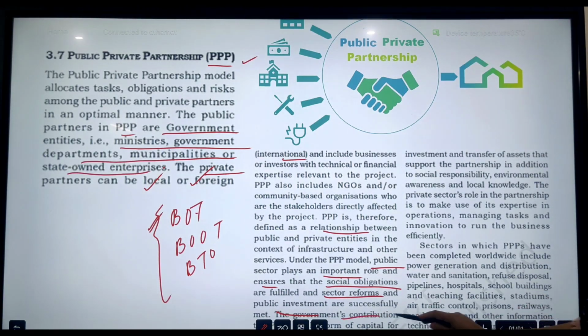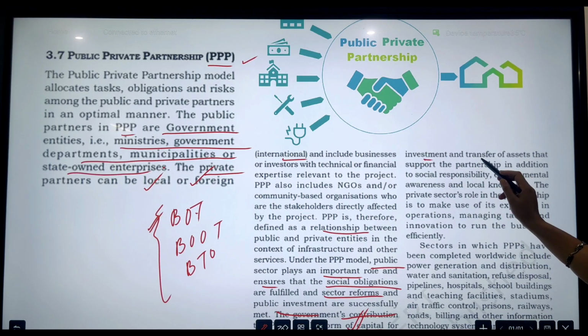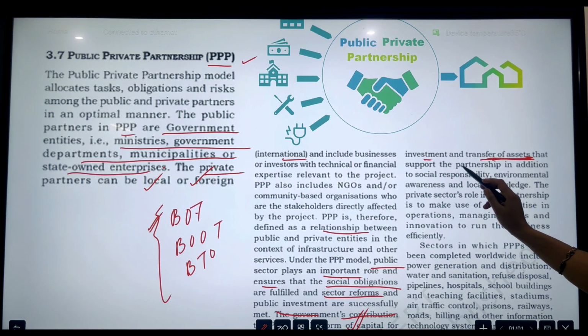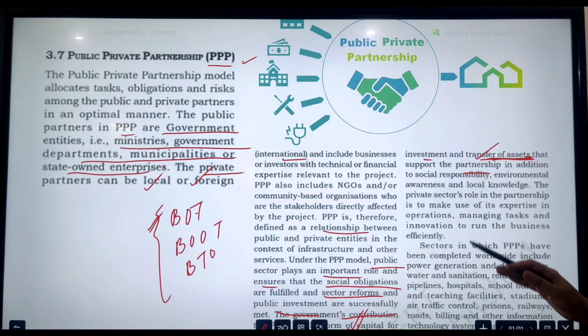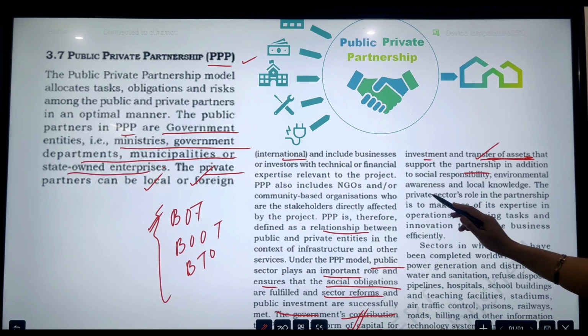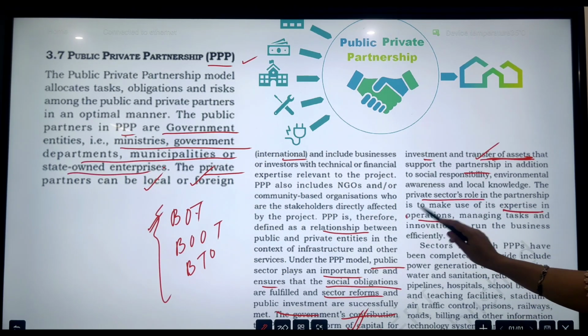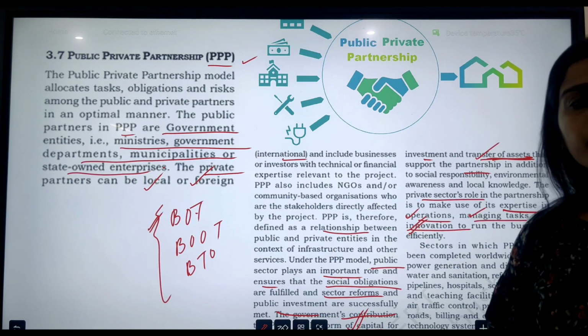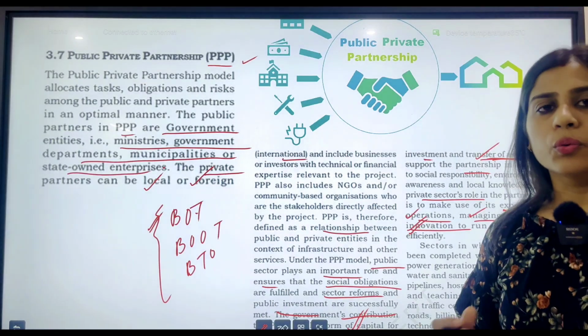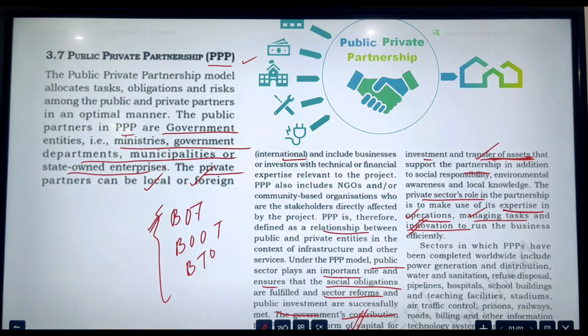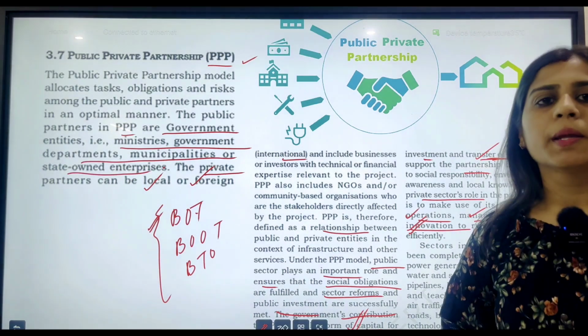So the government's contribution is in the form of capital. They are the investors of the capital, and the transfer of assets also ultimately takes place to them because it is built and managed by the private enterprise. The private sector's role is their expertise in operations, in managing the tasks, and finally in innovations in running the project effectively and efficiently. So again, they are both in a win-win situation. The entire project is completed with the partnership of both the public and the private sector.